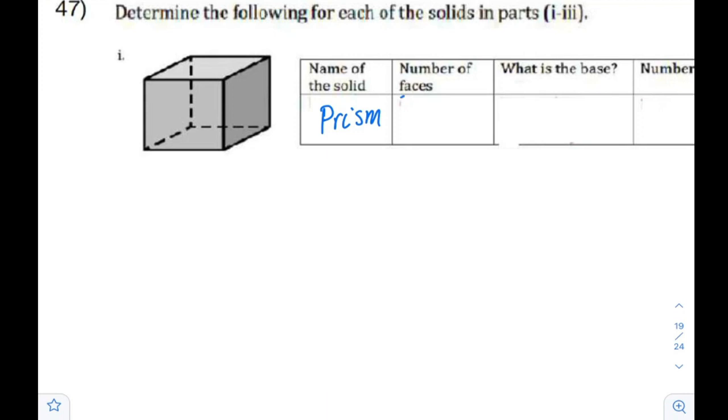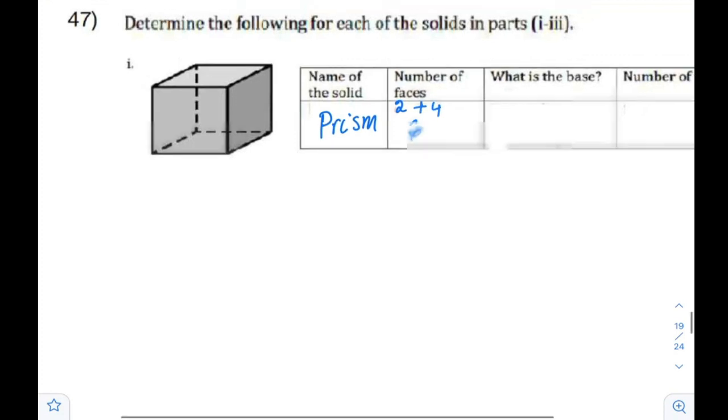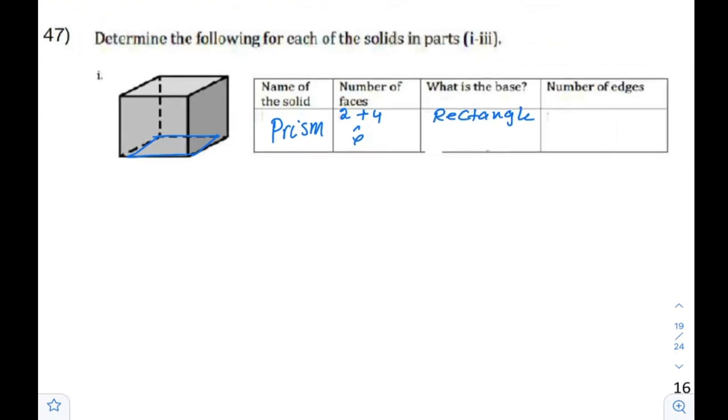Now, number of faces. We have two bases plus 4 lateral faces, on the sides there are 4. So the total is 6. What is the base? This is the base. It can be a square, but to be on the safe side, we would write a rectangle. It will be a square if it's a cube.